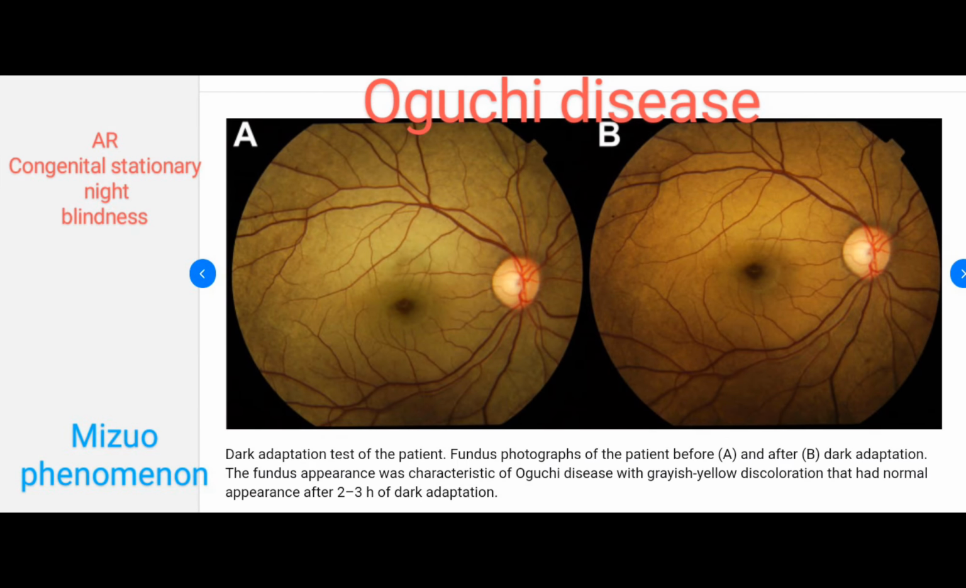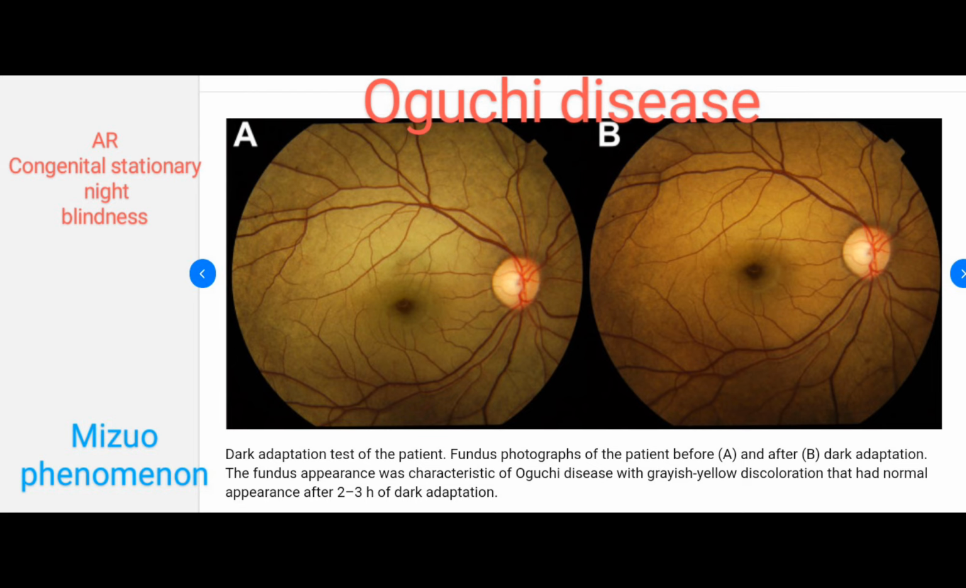Then the next image we have is of Oguchi's disease. Oguchi's disease is an autosomal recessive congenital stationary night blindness. It is an autosomal recessive condition and it is also known as congenital stationary night blindness. In this, basically, Mizuo's phenomenon is seen. What is Mizuo's phenomenon? It is dark adaptation test of the patient.